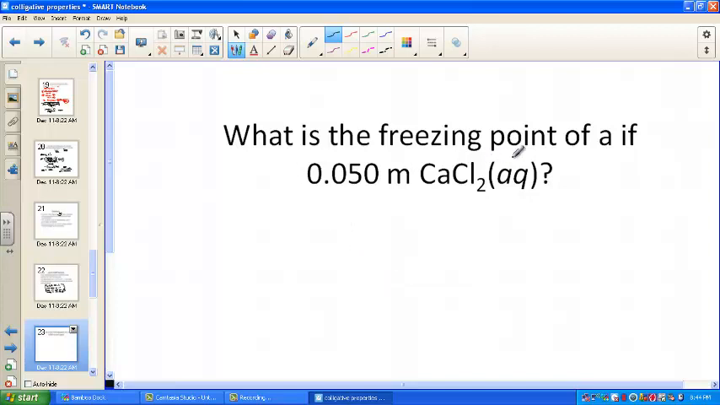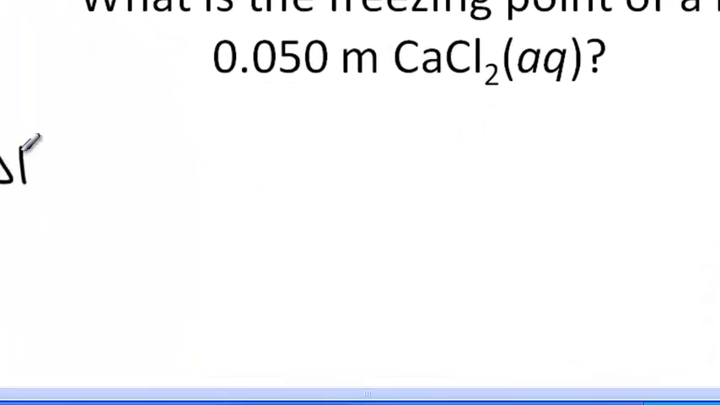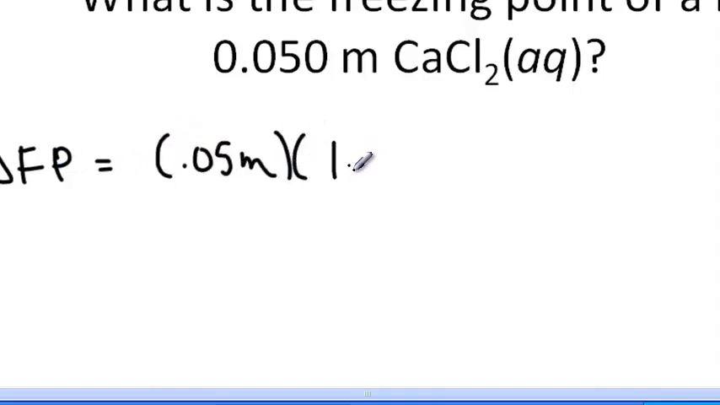What if I want to calculate a freezing point of a molal solution in water that has calcium chloride? How much does the freezing point depress by creating a 0.05 molal solution? Remember the freezing point depression constant for water, 1.86 per 1 molal? What's the Van Hoff factor now in calcium chloride?